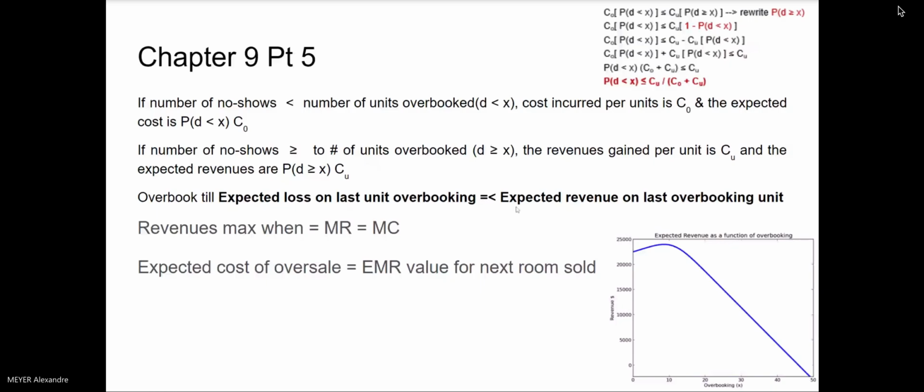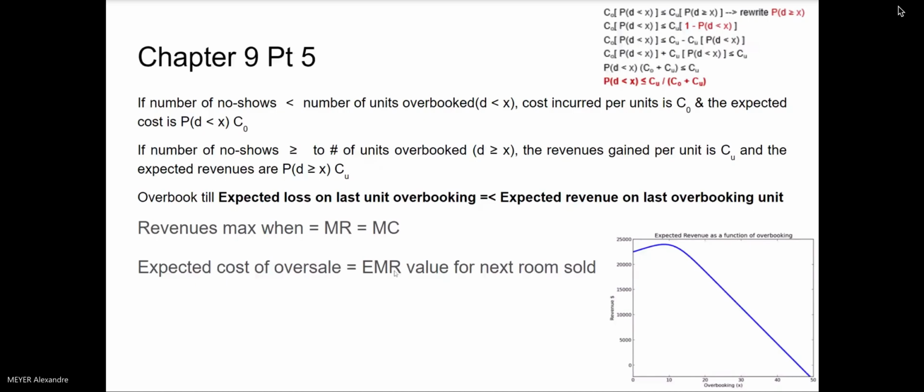I'll give again a visual representation of what exactly that means, but we must remember that total revenues are maximized when the marginal revenue is equal to the marginal cost. A bit of economics there. But again, the expected cost of oversale is the estimated marginal revenue for the next room to be sold.